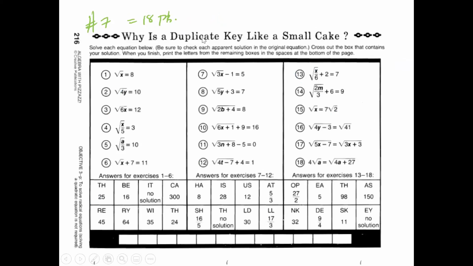So why is a duplicate key like a small cake? And of course, I'm going to show you guys the answer. So pause the video if you're not ready for it. Here are your answers. It is a Twinkie. Get it? A Twinkie? Haha.